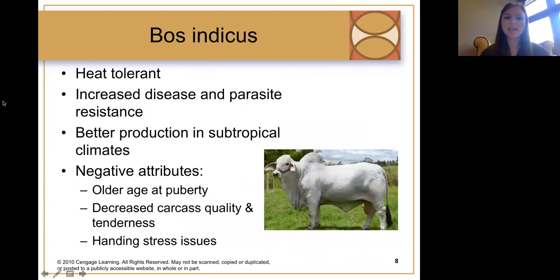So then compared to Bos taurus, Bos indicus are more heat tolerant and they have increased disease and parasite resistance. And so they have better production in subtropical climates. So they're popular in India, some in South America, areas where you have that more tropical climate. However, some negative attributes of the Bos indicus is that they have an older age at puberty, so it takes them a little bit longer. And then they have decreased carcass quality, and there can be handling stress issues, so they can be a little bit harder to handle than the Bos taurus breed.